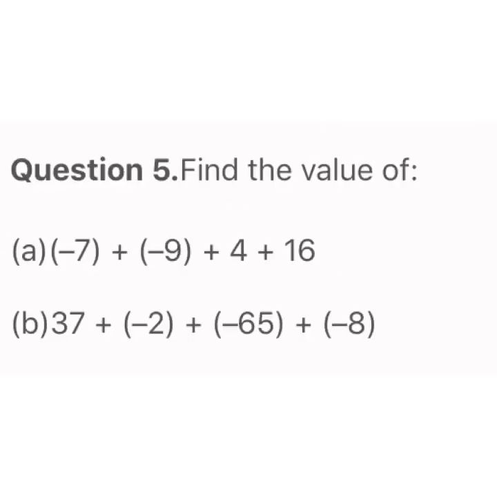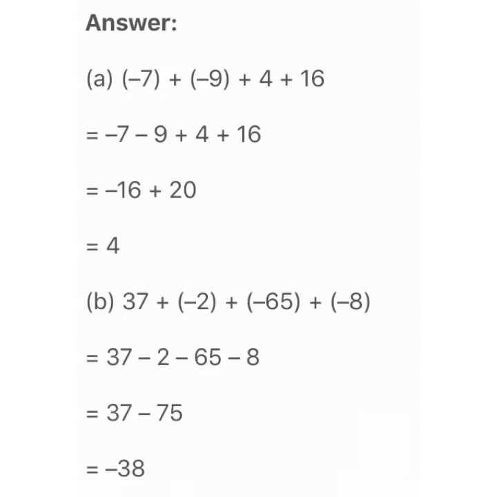Now the last question of this exercise, find the value of. The first one is minus 7 plus minus 9 plus 4 plus 16. Children, here we have two negative integers and two positive integers. First we will open the brackets: minus 7 minus 9 plus 4 plus 16. So we will add the negative integers and we will add the positive integers.